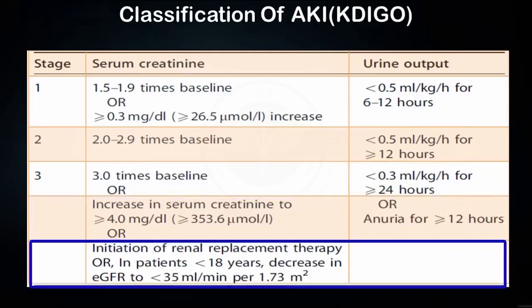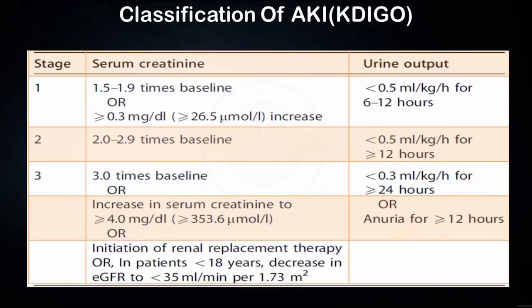condition where the patient requires initiation of dialysis, or in patients who are less than 18 years old, decrease in eGFR to less than 35 ml per minute per 1.73 meters square. So KDIGO was the first classification system which gave an objective staging system for AKI.